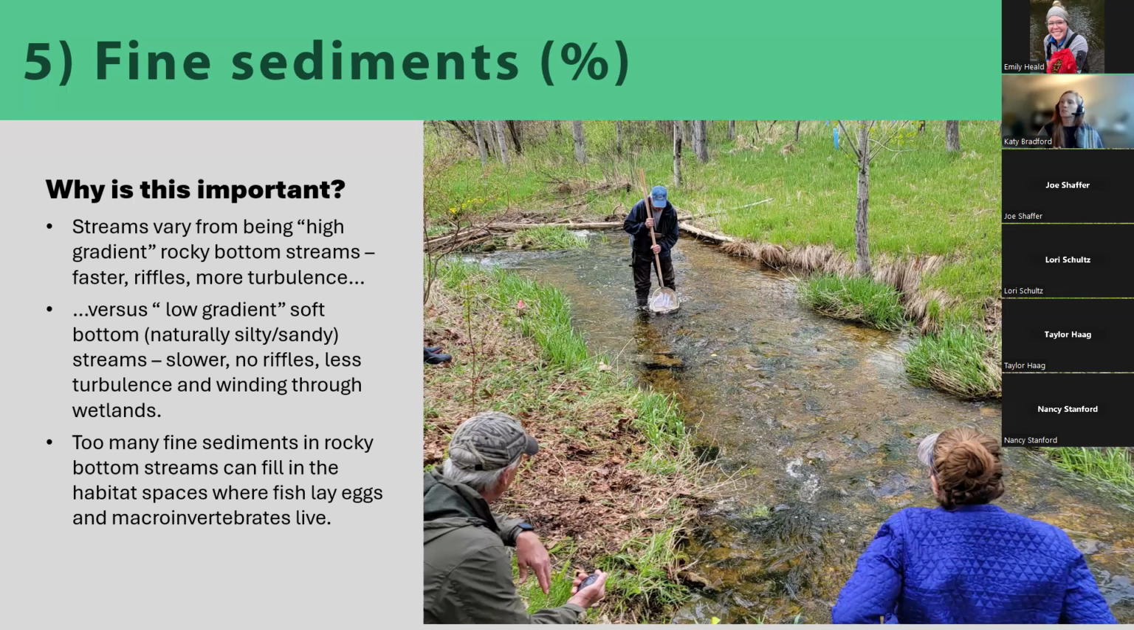So when we get concerned is when we have those healthy rocky bottom stream habitats that are filling in with fine sediments from stormwater runoff or erosion off fields. And that is going to fill in those gaps in habitat spaces where fish are laying eggs and macroinvertebrates are living and hiding, like our stoneflies and our caddisflies and mayflies. So we want to protect those nice habitat spaces in our rocky bottom streams.